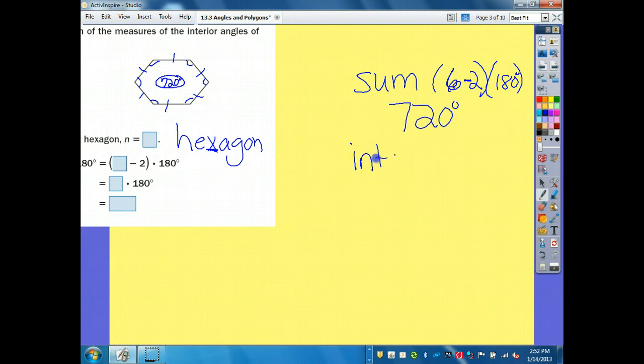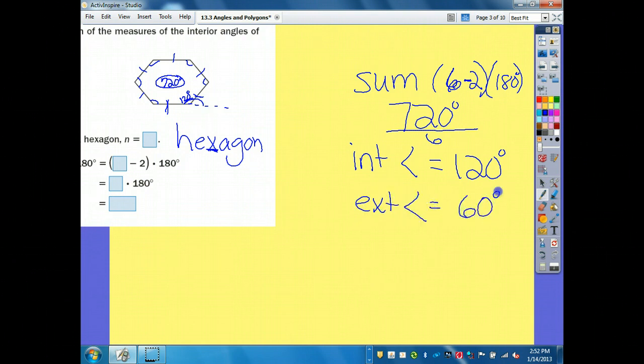What is an interior angle then, if they're all congruent? What do I do now? I take 720 and I divide it by what? Not 4. What's the total number? 6. We still have 6 sides, so there's 6 angles, so 720 divided by 6 equals 120. 120 degrees. So therefore, if these are all 120 degrees, what is its supplementary angle? What is the exterior angle going to be for all of those? 60 degrees. Yes.